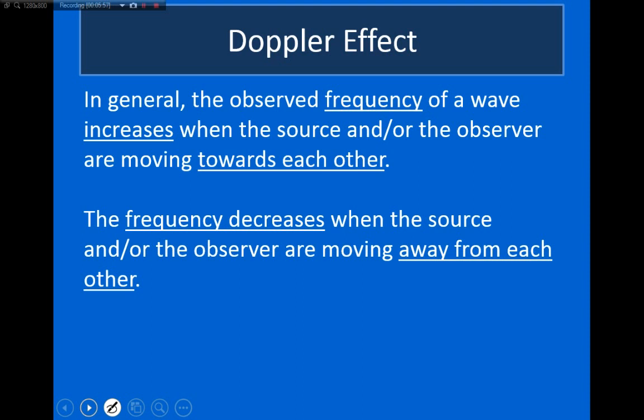Now, you don't need to know any of these formulas that I gave on the previous slides for the AP exam. The big picture that you need to remember, though, is that when the source or the observer are moving towards each other, the frequency tends to increase. And when the source or the observer are moving away from each other, the frequency tends to decrease.